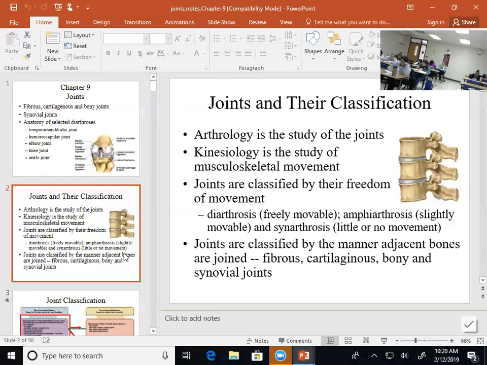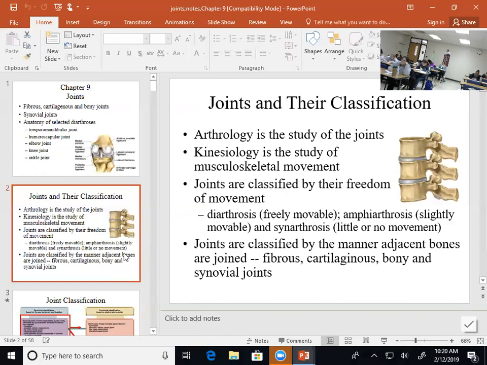So arthrology is going to be the study of joints. Ology is the study of, arthrology, the articulations. Kinesiology is the study of movement, really. Y'all know kinetic energy is the energy associated with movement, don't you? You learned that in chemistry. So kinesiology is the study of certainly the muscles, the skeletal system, and joints, and movement. It's the study of that.